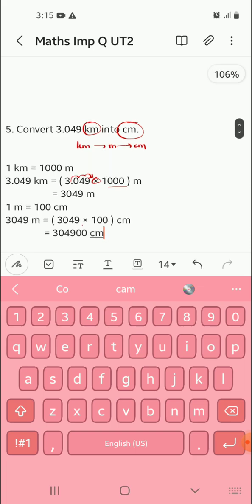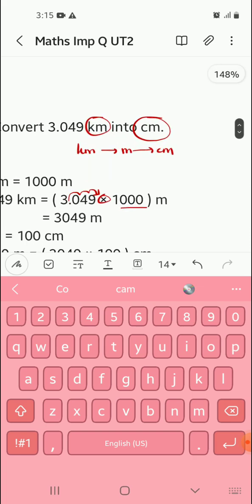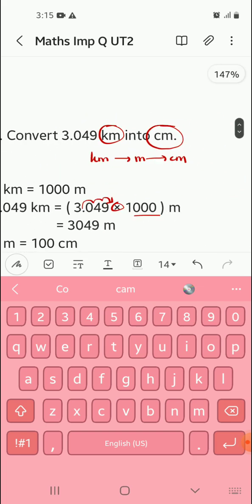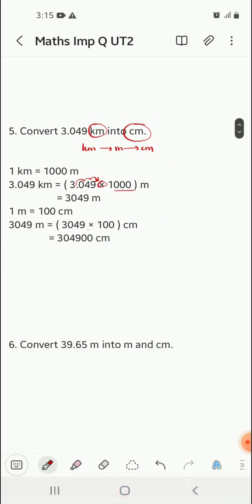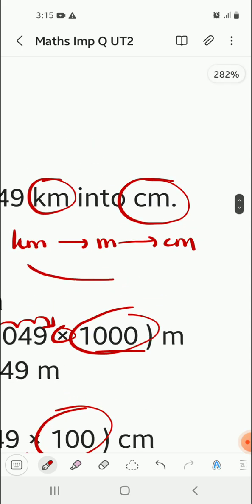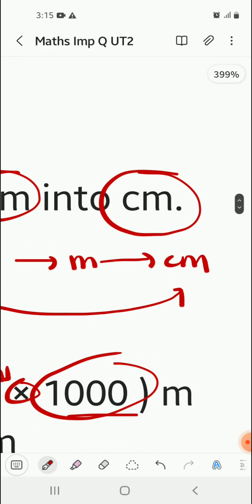And there's one more thing: between kilometer and centimeter there is a difference of 5 places, that is 3 zeros here and 2 zeros here. So if you have to convert kilometer into centimeter directly, what you can do is multiply the whole thing with 1 2 3 4 5 zeros, that is 100,000.